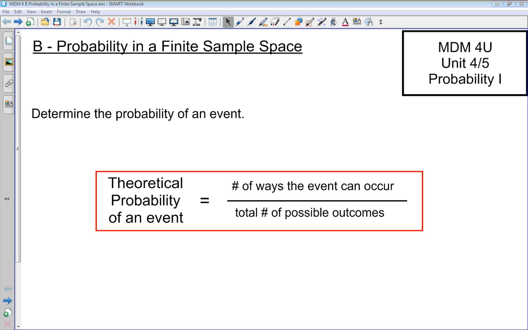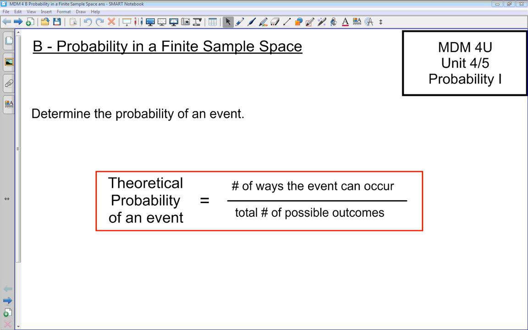So lesson B here, probability in a finite sample space, is going to draw on a lot of the stuff that we talked about in the last lesson about event spaces and sample spaces. And what we want to do today is determine the probability of some event that occurs inside of our sample space.